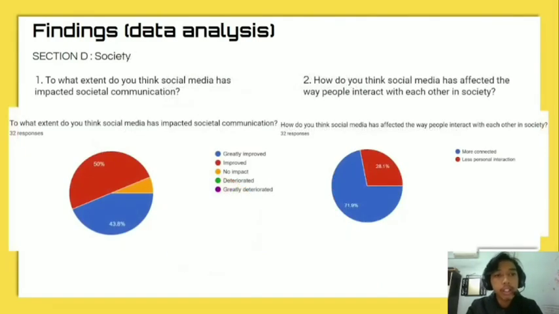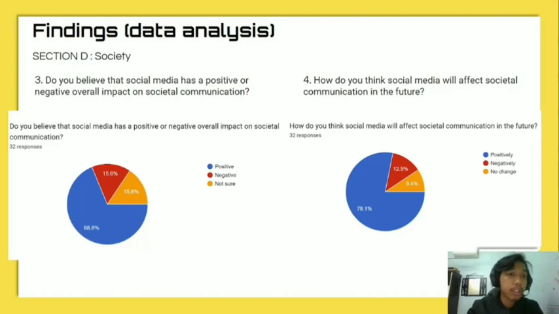For section D, which is society, number 1, to what extent do you think social media has impacted societal communication? Half of respondents answer improve, which is 50%, compared to greatly improve, which is only 43.8%, and the rest is no impact. For the second, how do you think social media has affected the way people interact with each other in society? Most respondents answer more connected, which is 71.9%. For question 3, do you believe that social media has a positive or negative overall impact on social communication? Most respondents in Google Form answer positive, which is 68.8%, compared to negative 15.6% and not sure 15.6%.